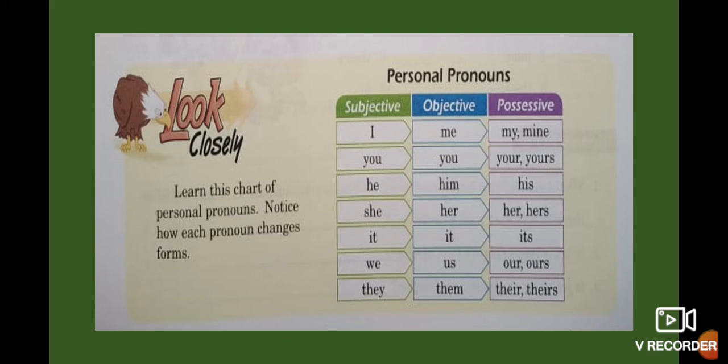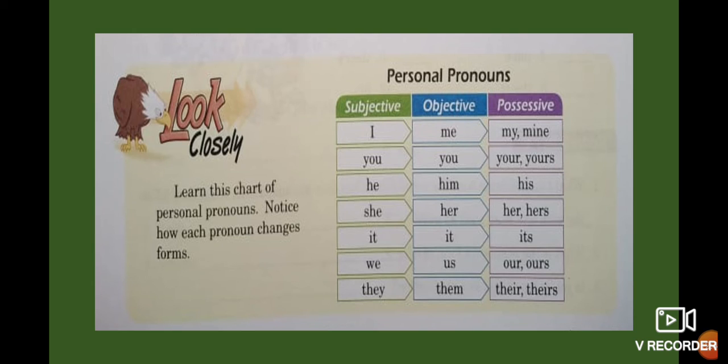This one is the form that you learn. So this one is the personal pronouns. The green column is for the subjective pronouns, the blue color is for the objective pronouns, and the purple column is for the possessive pronouns. Okay, let's repeat one more time.